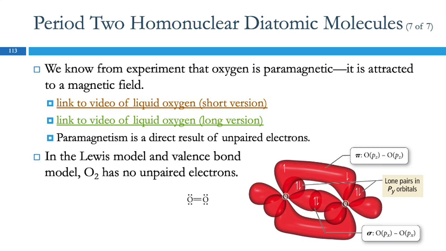If we look at the Lewis model, do we see any unpaired electrons in oxygen? No, they're all paired up, right? And here is our valence bond model, and they're also all paired up, right? We've got a pair of electrons here, and a pair up here, and a lone pair there, and a lone pair here, and then there's lone pairs on the S, all paired up. So both of these models predict that oxygen would go straight through the magnet.